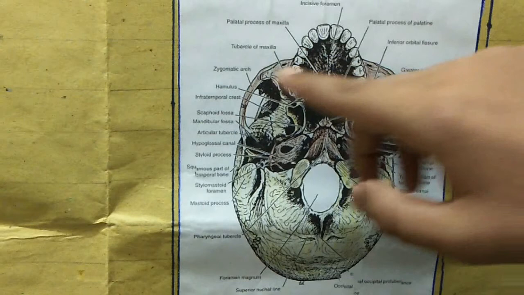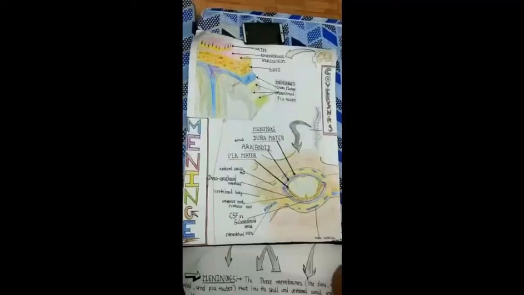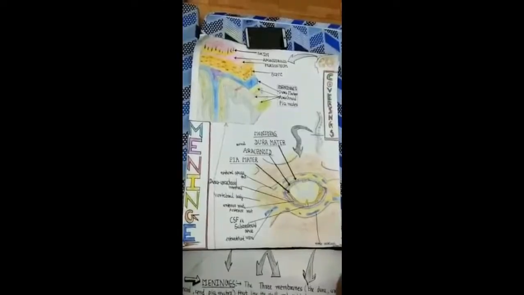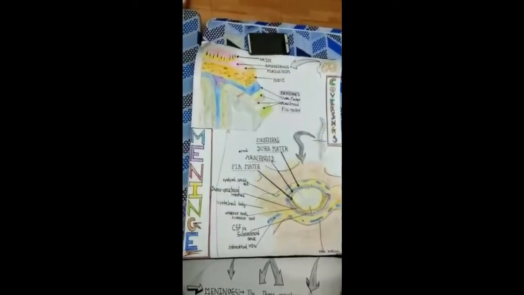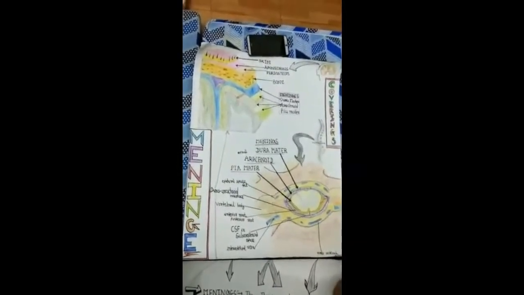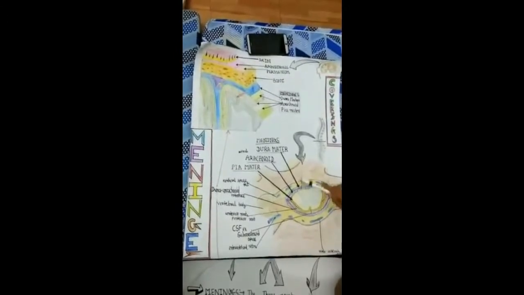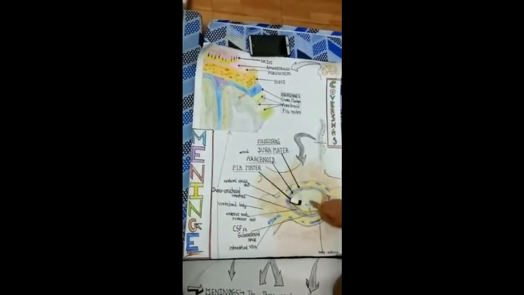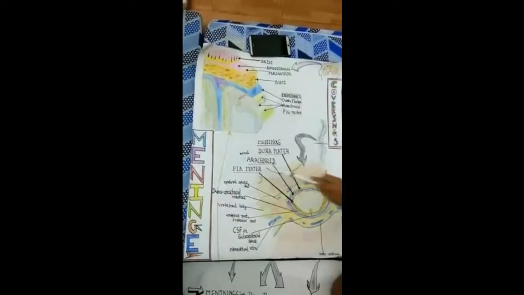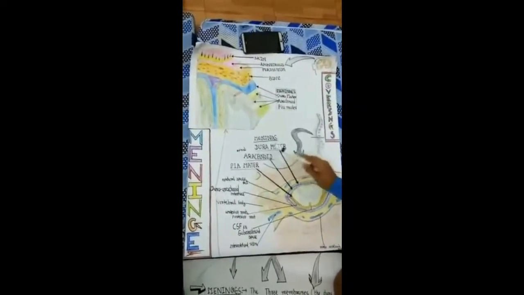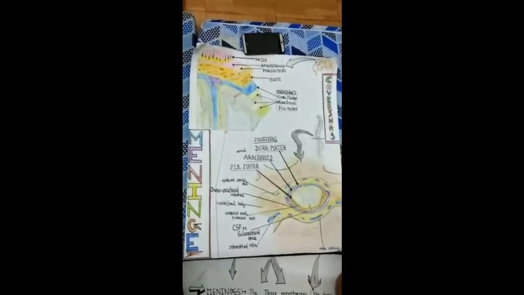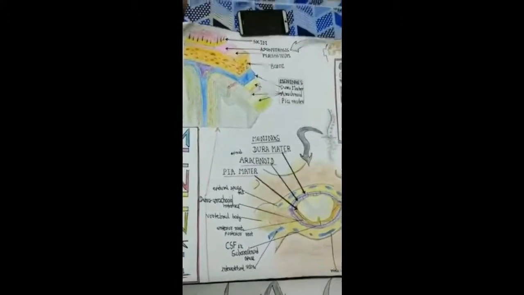Today my topic is about the meninges. The meninges cover and protect the central nervous system, which includes the spinal cord and brain. The meninges consist of three layers. The outermost layer is the dura mater, the innermost layer is the pia mater, and the intermediate layer is the arachnoid mater. Dura mater is the roughest and toughest layer.